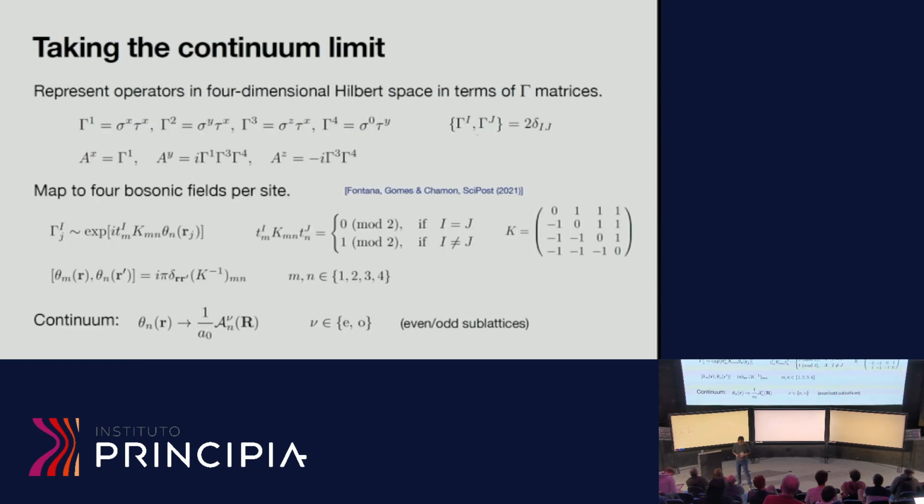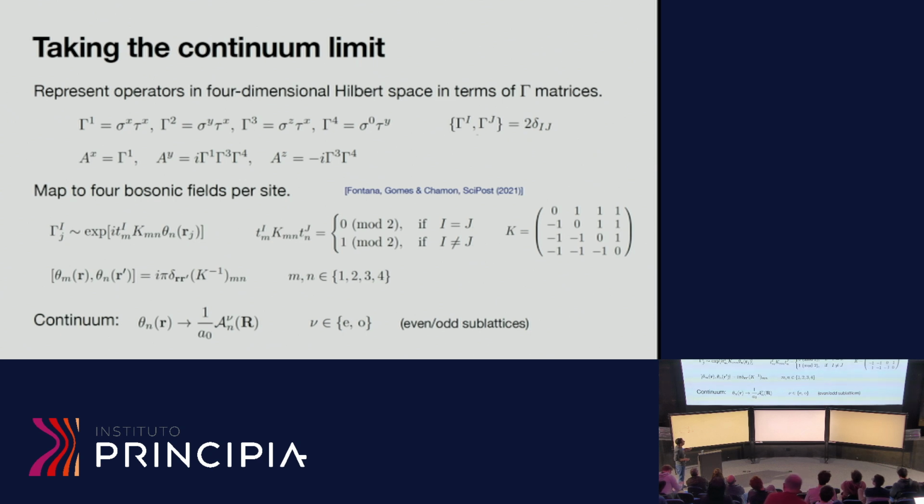Okay, so finally, let me talk about how we can take the continuum limit in this lattice model. And to do this, I'm going to use some representations of these operators in this four-dimensional Hilbert space. First, we write these operators in terms of Dirac gamma matrices. We choose this representation here in terms of the sigmas and taus that we had originally.